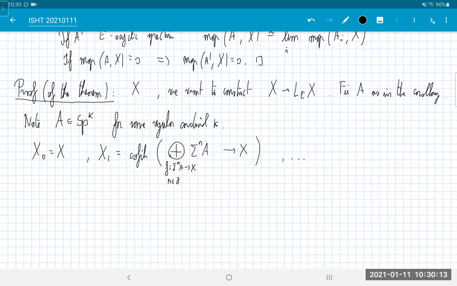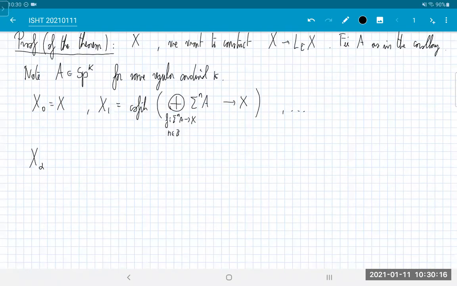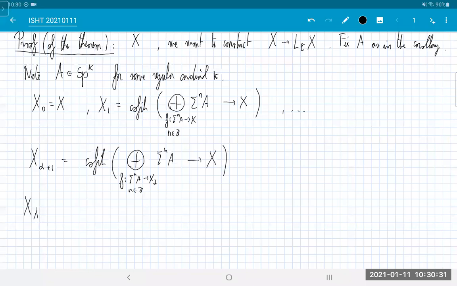And then you go on. Precisely, I define X_{alpha+1} to be the cofiber, as before, of all maps to X_alpha. And if lambda is a limit ordinal, you just take the colimit. So I'm going on and killing everything.